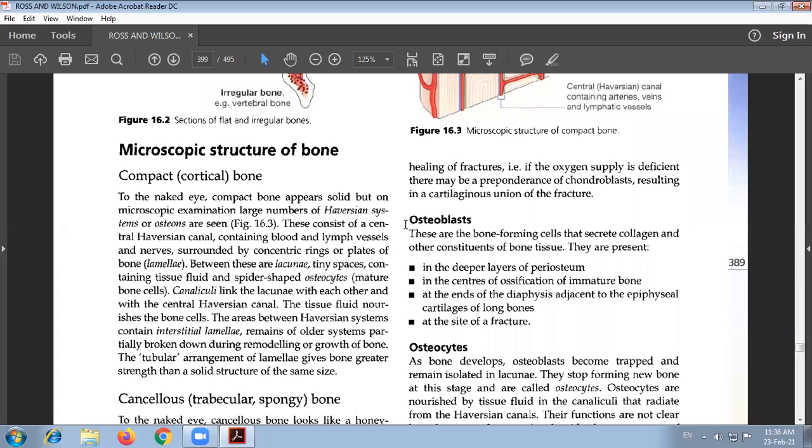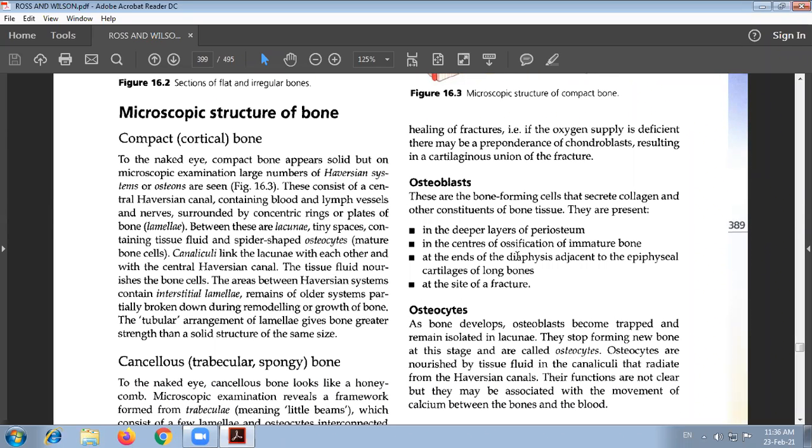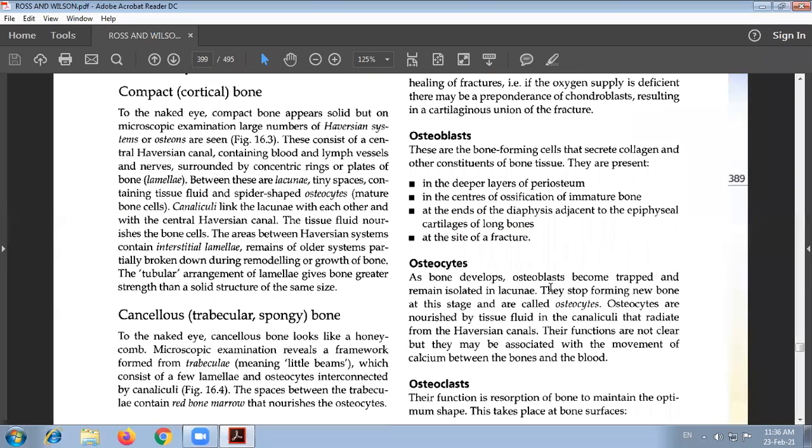Then the osteoblasts are the bone forming cells which secrete the collagen and other constituents of the bone tissue. They are present in the deeper layers of the periosteum. They are in the centers of ossification of immature bone, and at the site of fractures in the cartilages of long bones. The mature forms of osteoblasts are osteocytes, which form as the bone develops. They stop forming new bone at this stage and are called osteocytes.